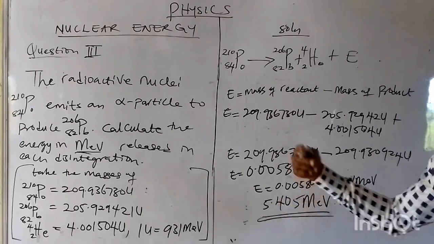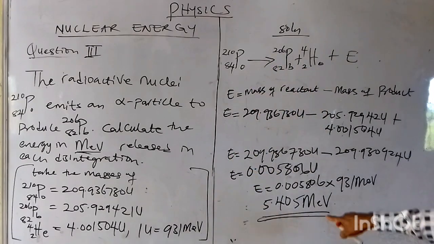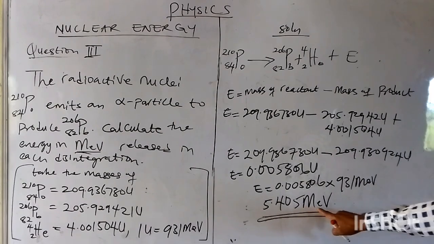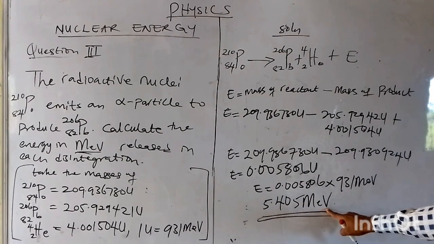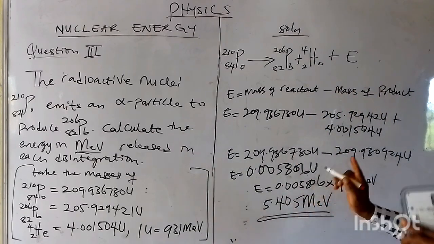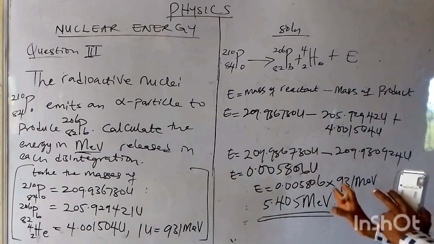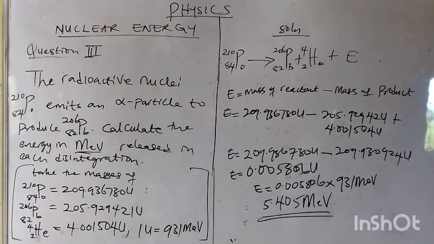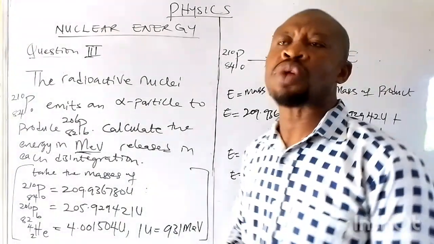But if they say in joules, you put the value of mega, which is 10 raised to the 6, and then put the value of electron volt, and then whatever value you get is in joules. At this point, what you have is mega electron volts, and this is our final answer, and this is where we bring the lesson to an end.